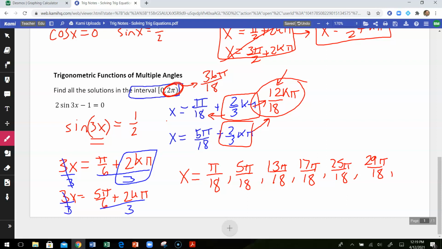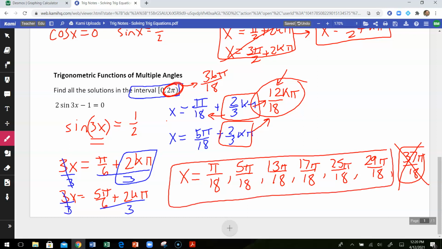The next one would be, add 12 to 25. Well, if I do that, I get 37 pi over 18. Uh-oh. That's too big, right? That's bigger than 2. 37 over 18 is bigger than 2 because 36 over 18 is 2. So that's too big. So all of the answers that would be on the unit circle, now clearly they're not unit circle angles, but I could put them on the unit circle because they are less than 2 pi, are all of the angles in that list. Okay, those are my solutions.